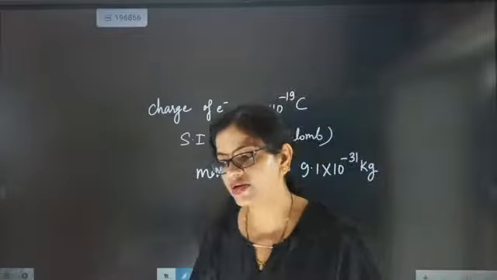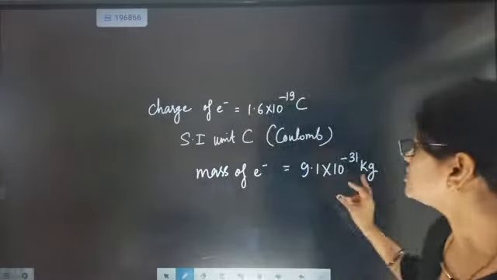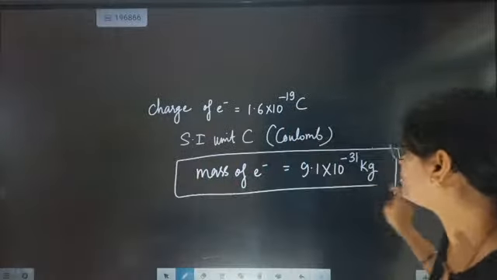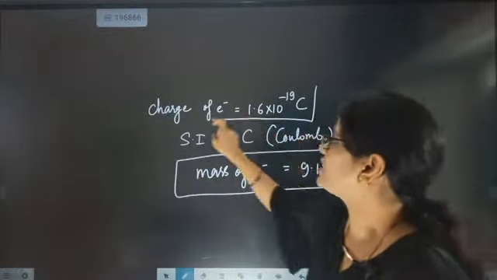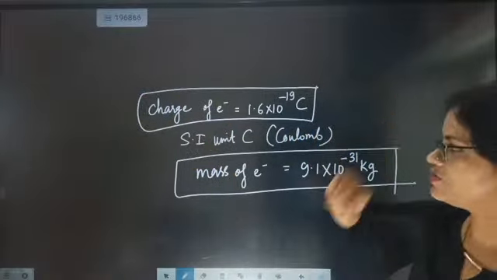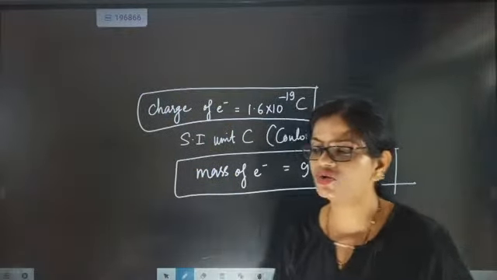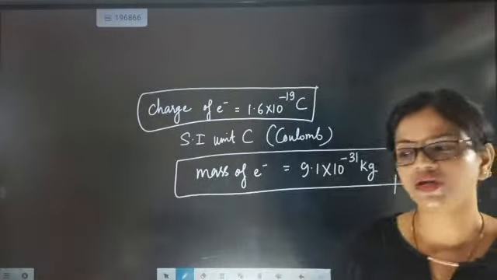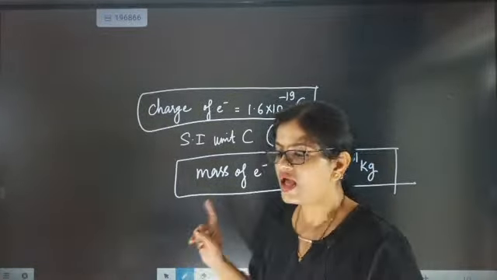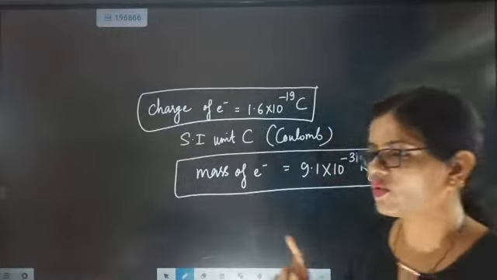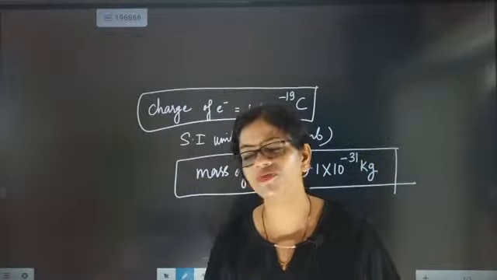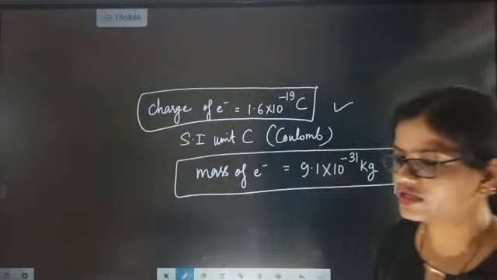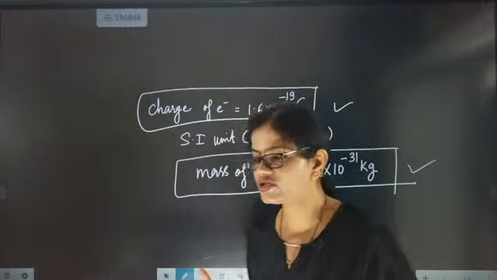Okay, so that information I will give you. Now just look here, what is the mass of electron? These values are going to be with you when you go to higher classes, so these two values are very, very important. What are the two values? Mass of electron, that is 9.1 into 10 to the power minus 31 kg, and charge of electron, 1.6 into 10 to the power minus 19 coulomb. These two are very important. I hope you have understood this point.